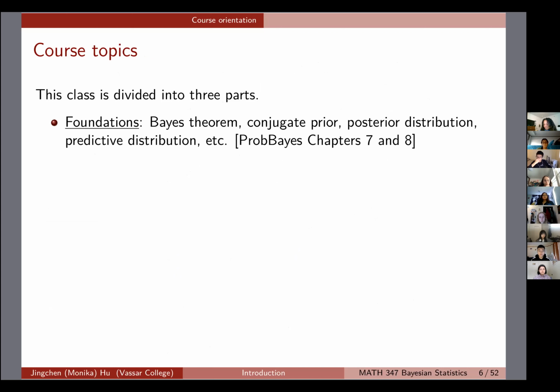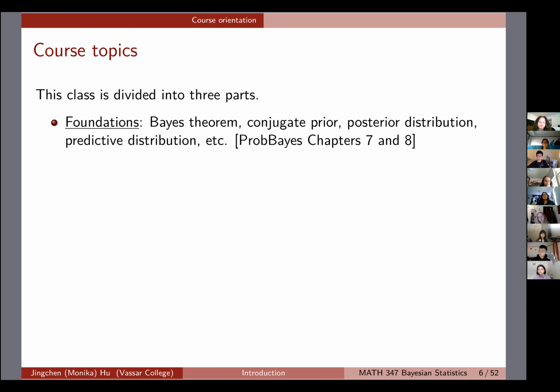All right, now is the fun part. The class is divided into three general parts. We're going to talk about foundations of Bayesian inference. That includes Bayes' theorem, conjugate prior, posterior distribution, predictive distribution, etc. Those will mainly be covered by the first two topics of our course, which is, I will just use Prob Bayes to reference our textbook name, Probability and Bayesian Inference, chapters 7 and 8.